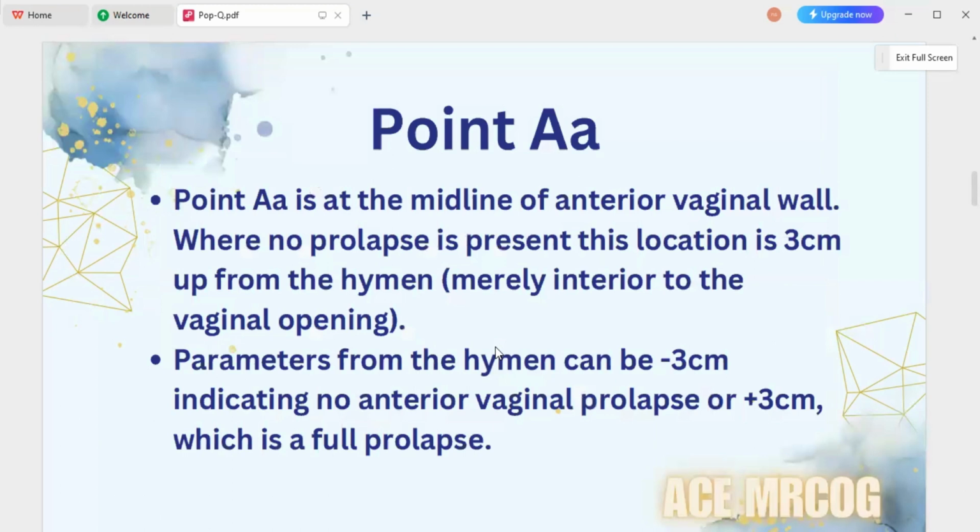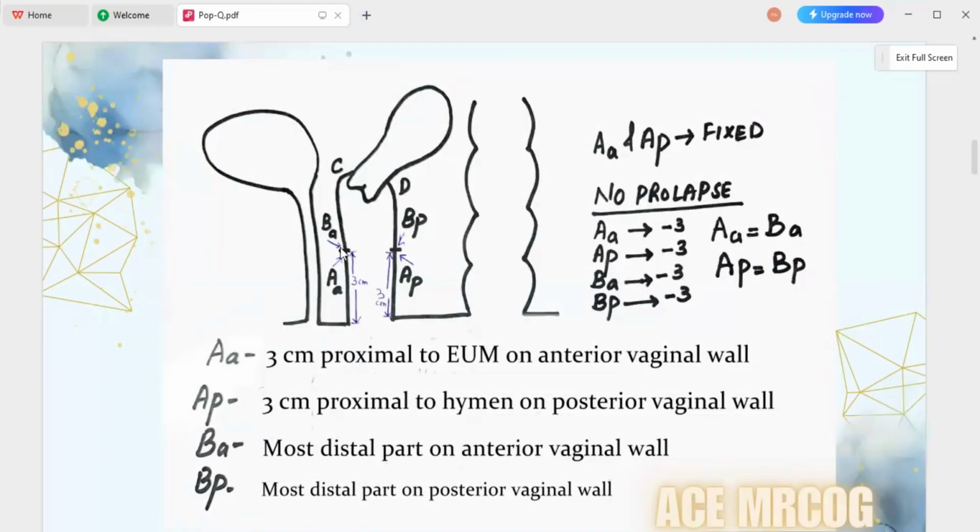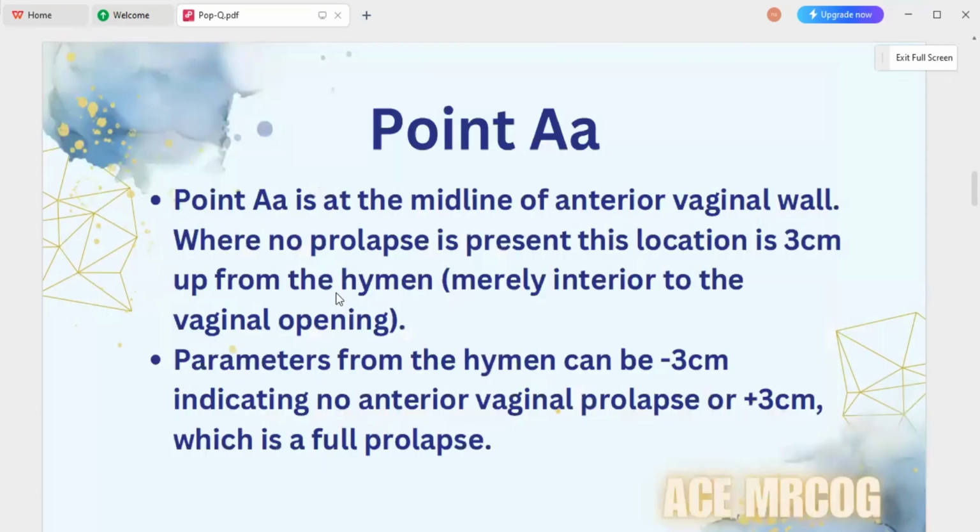Point AA is basically in the midline of the anterior vaginal wall. And if there is no prolapse, this location is 3 centimeter up from the hymen. So the parameters relative to the hymen can be -3. The normal position, I told you, AA is -3, is the normal value of AA.